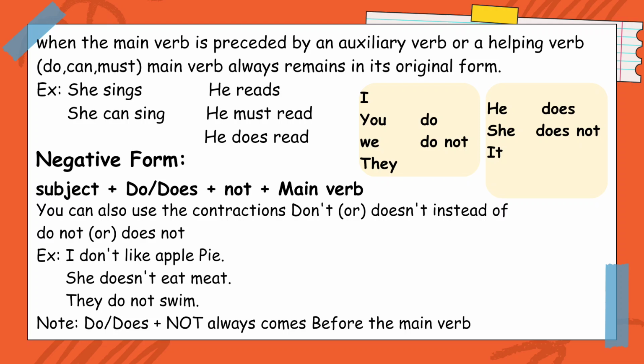Negative form: subject plus do or does plus not plus main verb. You can also use the contractions don't or doesn't instead of do not or does not. Example, I don't like apple pie. She doesn't eat meat. They do not swim. Note, do or does plus not always comes before the main verb.